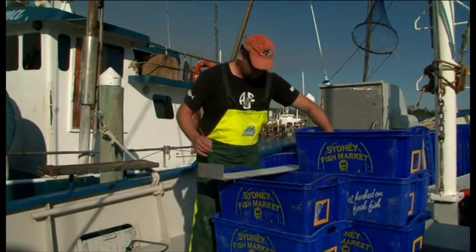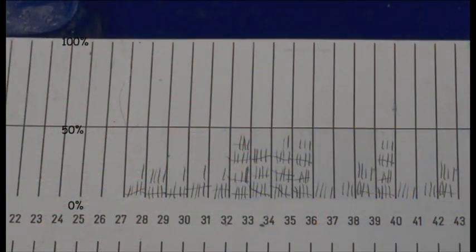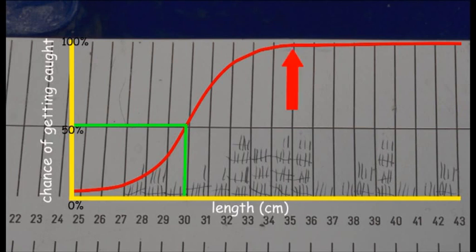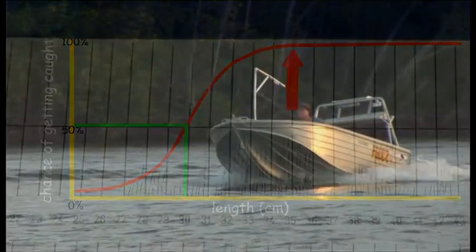We can use our measuring board again to represent how this works. When fish are small, there's only a small chance of them being caught. When they get to a length of about 30 centimetres, they have a 50% chance of getting caught if they enter Wayne's Danish seine net. In other words, half the fish of this length get caught and half escape. By about 35 centimetres, nearly 100% of tiger flathead that enter the net are caught.